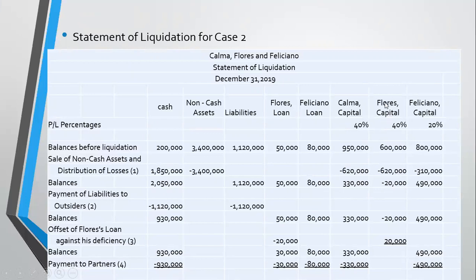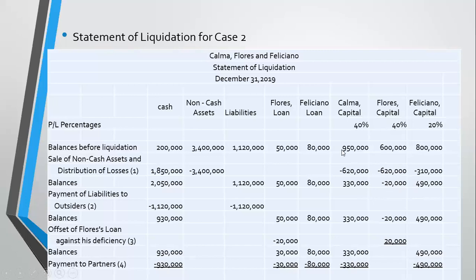As you can see, kay Flores Capital, no? Since 620,000 ang kanyang share sa loss on realization, nag-negative siya ng 20,000. So ito yung sinasabi natin na nagkaroon siya ng capital deficiency. Kasi yung capital niya ay 600,000, pero 620 ang share niya sa loss on realization, nagkaroon siya ng capital deficiency of 20,000.